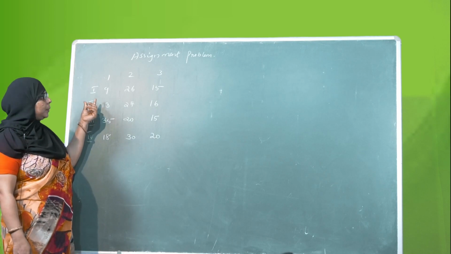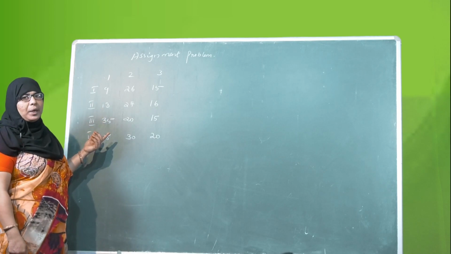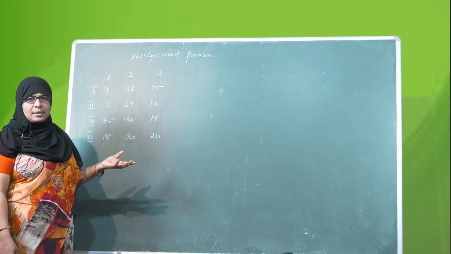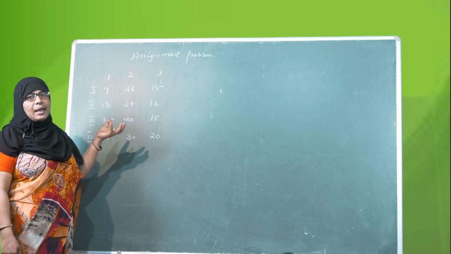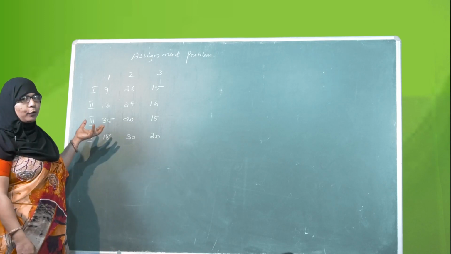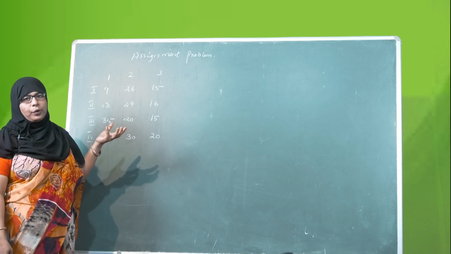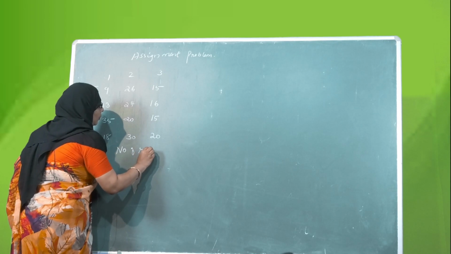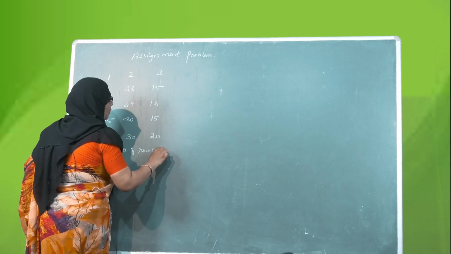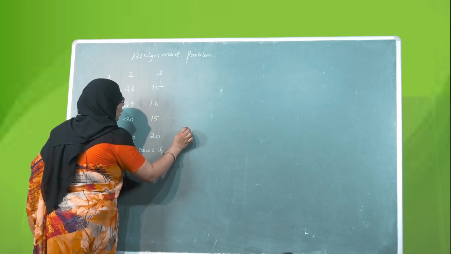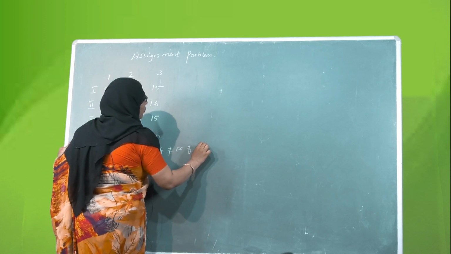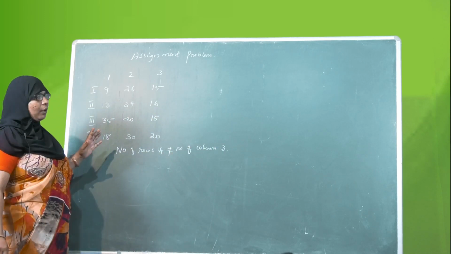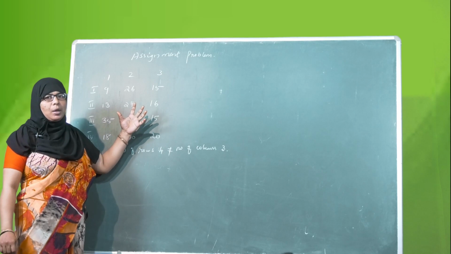How many rows are there? 4 rows. And how many columns are there? 3 columns. Whether the problem is balanced or unbalanced? Definitely it is an unbalanced problem because number of rows is not equal to number of columns. Number of rows 4 not equal to number of columns 3. So first of all we have to balance the problem.